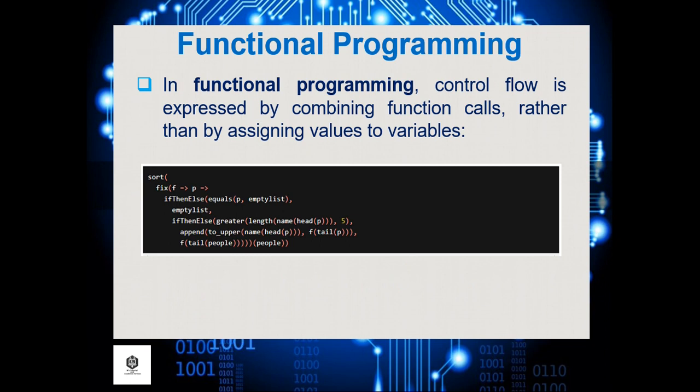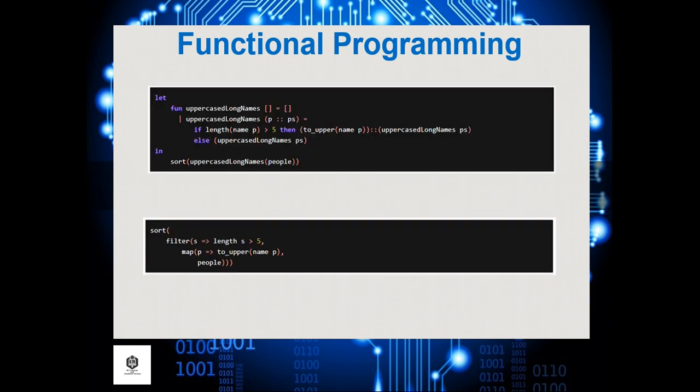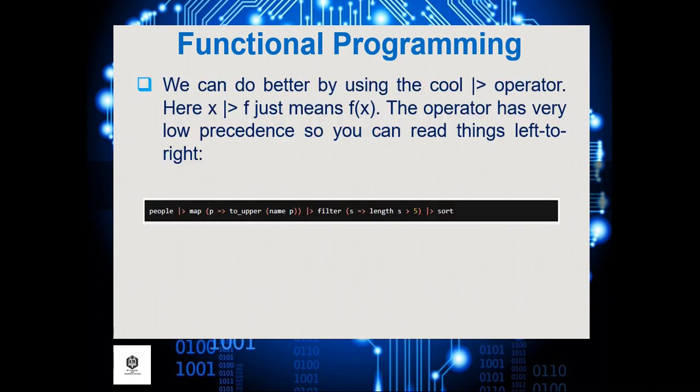In functional programming, control flow is expressed by combining function calls rather than by assigning values to variables. That's like the example. And another example, in functional programming, we can do better by using the pipe operator. Here, for example, the operator has very low precedence, so you can read things left to right.